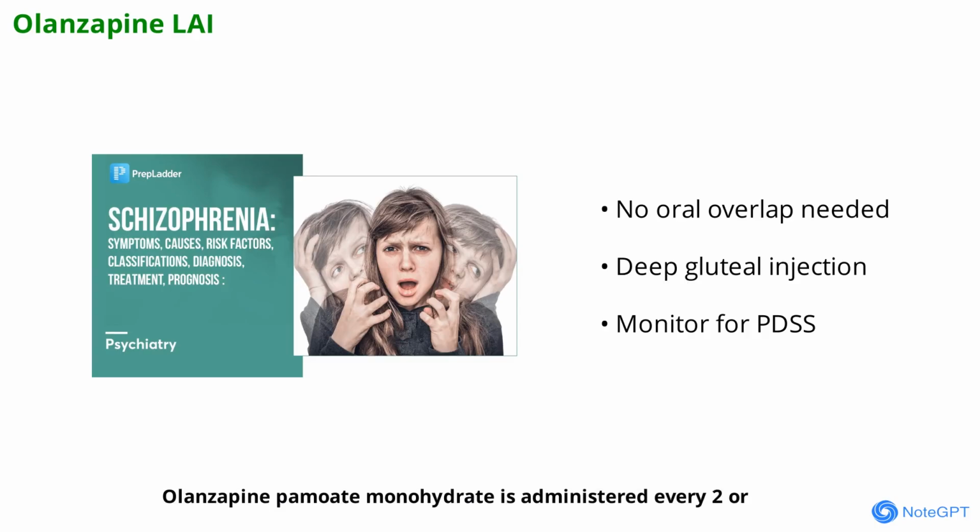Olanzapine pamoate monohydrate is administered every 2 or 4 weeks and does not require oral overlap. It is recommended for deep gluteal injection, with initial doses ranging from 210 to 405 mg. A rare but serious side effect is post-injection delirium sedation syndrome (PDSS), which occurs in less than 2% of patients, usually within the first 3 injections. Patients should be observed for at least 3 hours after injection.